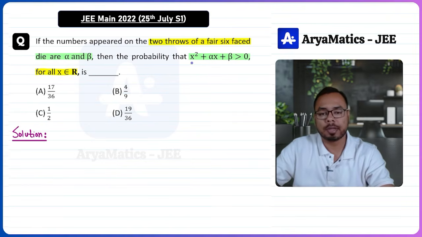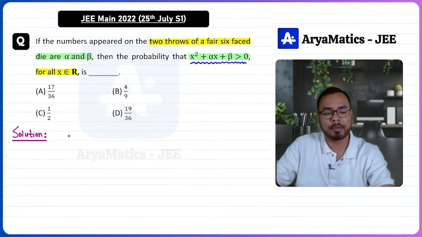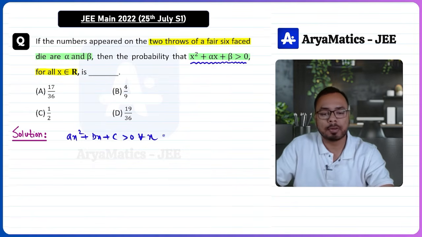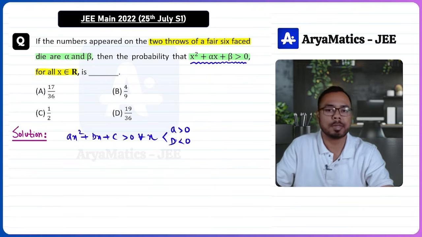Now we know that a quadratic expression is always positive if the coefficient of x square is positive and the discriminant is negative. That means if I have the quadratic expression ax square plus bx plus c, and it is greater than 0 for all x, then the condition is that the coefficient of x square must be positive and the discriminant must be negative. Coefficient of x square positive means we get an upward parabola, and D negative means it is not touching or intersecting the x-axis. So in that case, it will always be positive.